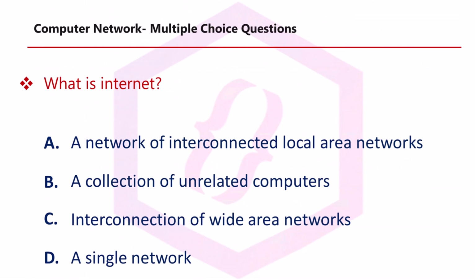What is Internet? Option A, network of interconnected local area networks. Option B, a collection of unrelated computers. Option C, interconnection of wide area networks. Option D, a single network. The right answer is option C, interconnection of wide area networks.